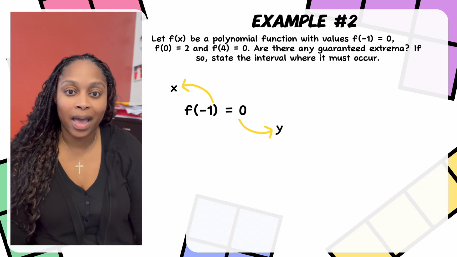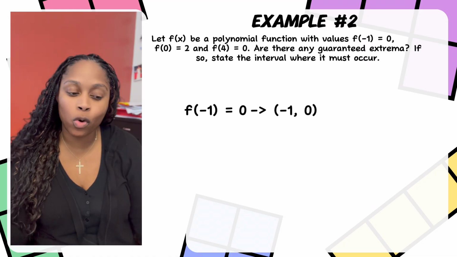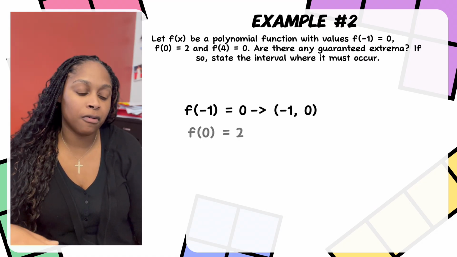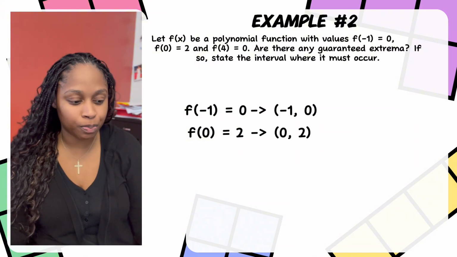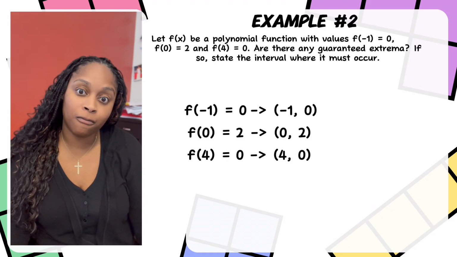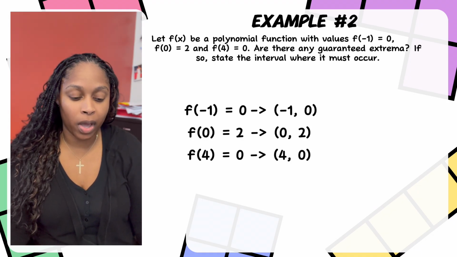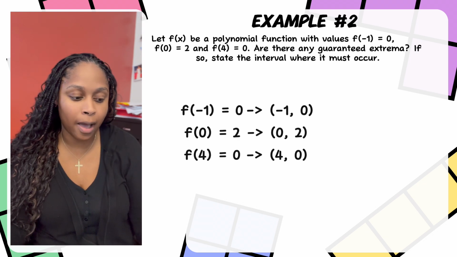So essentially, I have 3 different points. f of -1 equals 0 means that we have a coordinate at (-1, 0). f of 0 equals 2 means that we have a coordinate at (0, 2). And f of 4 equal to 0 means that we have a coordinate at (4, 0). Okay, and we have a graph there where we can plot these points. So I'm going to plot these points now.